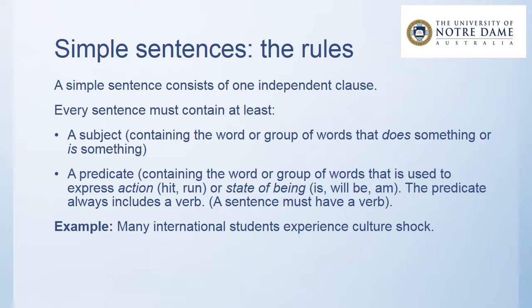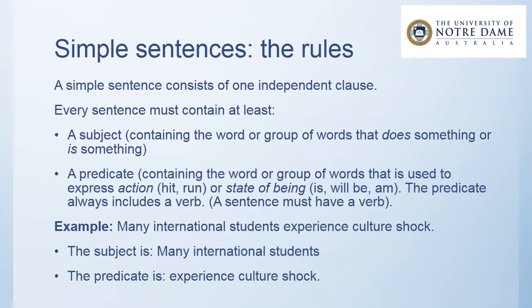For example, many international students experience culture shock. The subject is many international students. The predicate is experience culture shock. So our subject, many international students, that's the group of words that does something or is something. And our predicate, experience culture shock, this is used to express the state of being. Many international students experience culture shock is an independent clause.